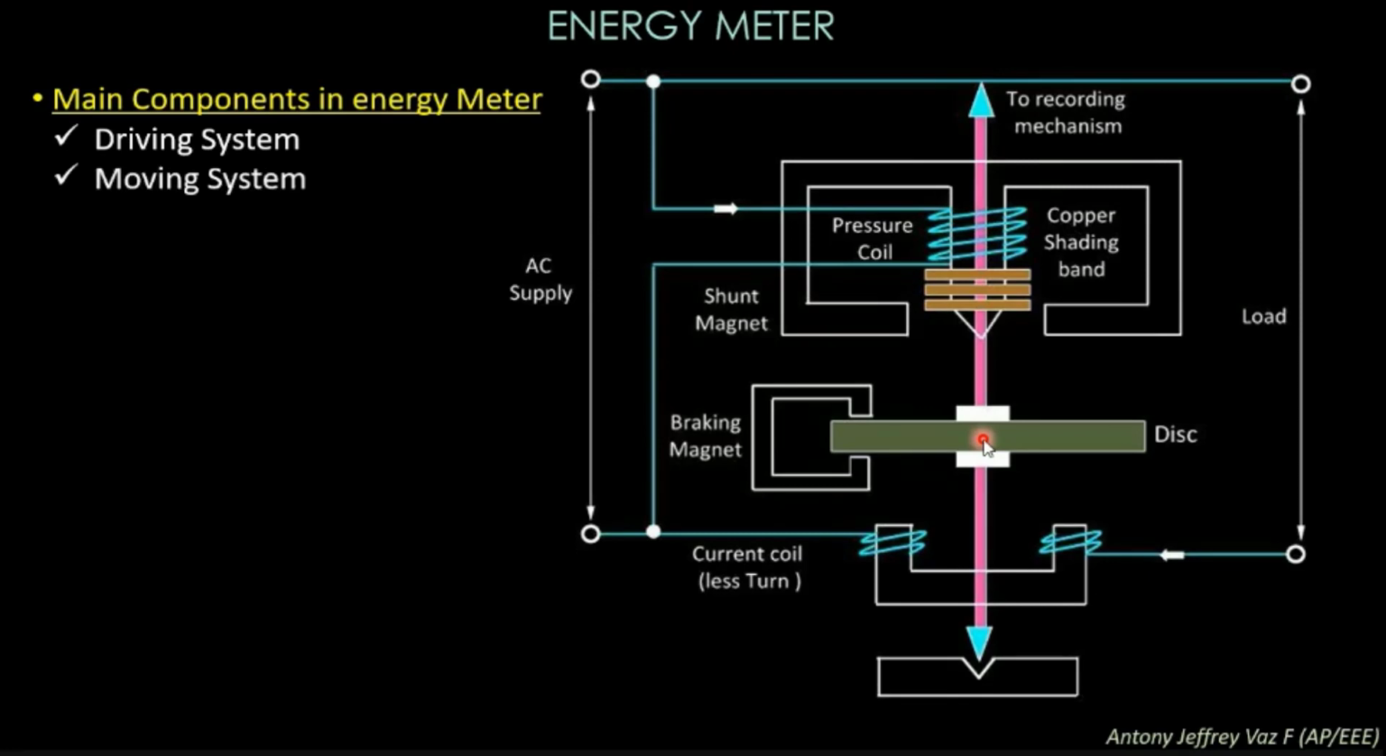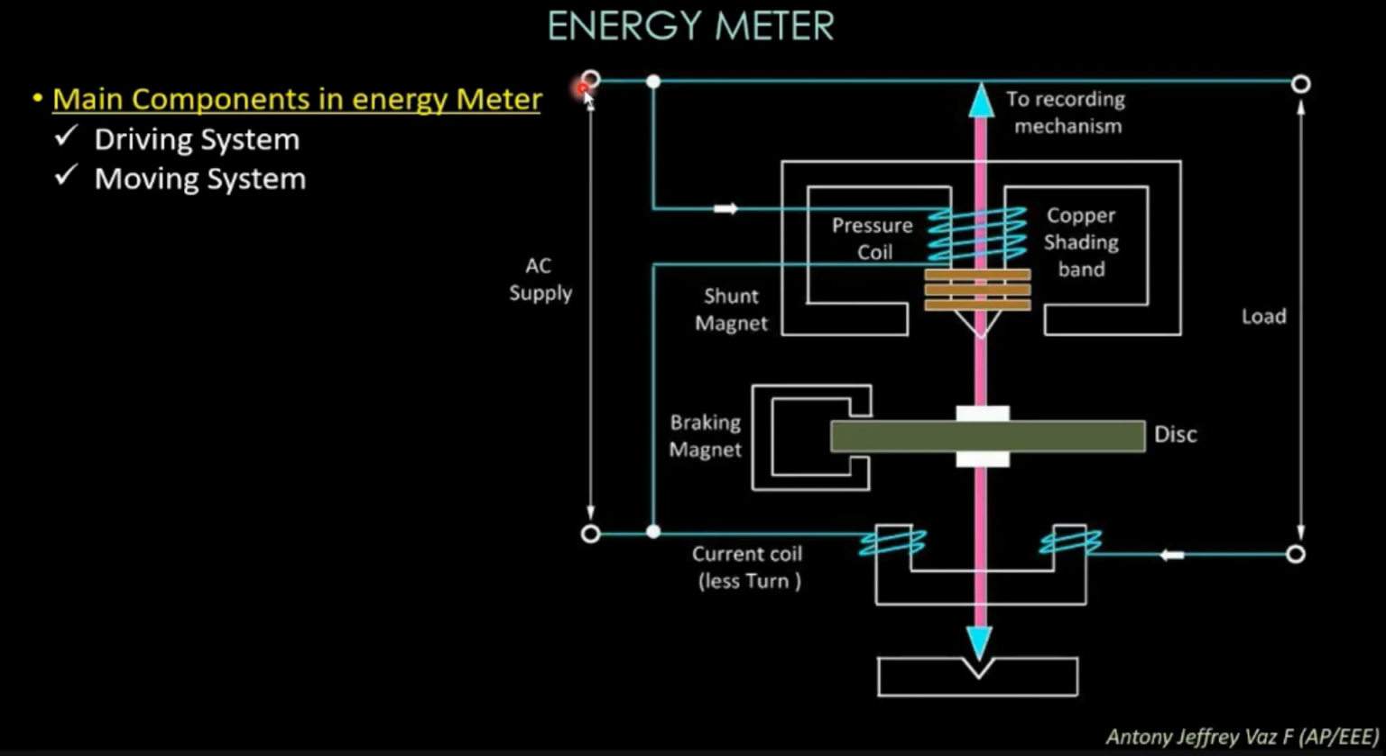Next, you will have the moving system. This shaft is to be rotated. How is this shaft rotated? With the help of a moving system. What are the moving system components present here? The moving system here consists of two things: one is the pressure coil and the other is the current coil.